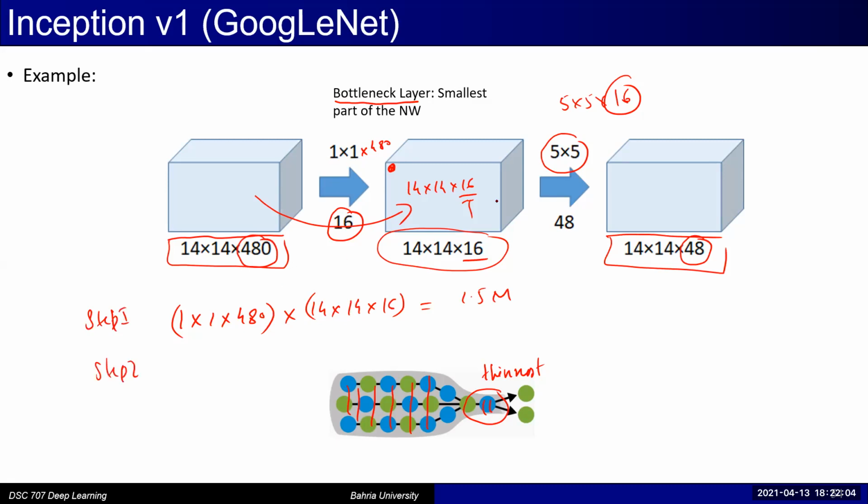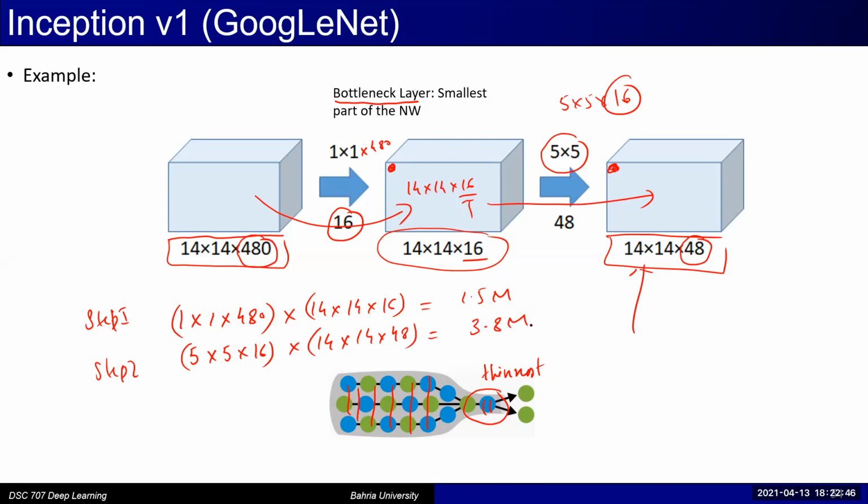Now step two, which is this one. How many multiplications do we do in order to compute one single value here? The size of the filter is 5 cross 5 cross 16, which means in order to calculate one value, the number of multiplications is 5 cross 5 cross 16. And how many values are we computing in total? We are computing 14 into 14 into 48. So the total number of multiplications, if you compute it, I think was something like 3.8 million.